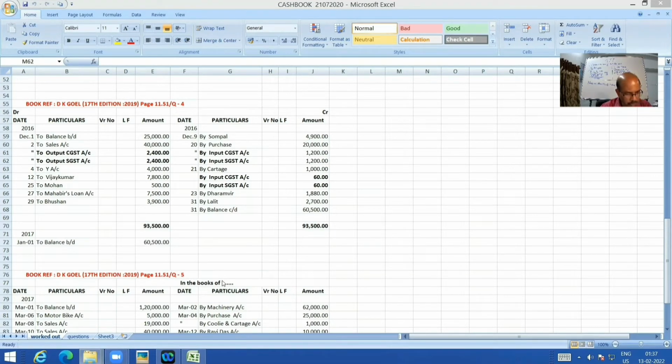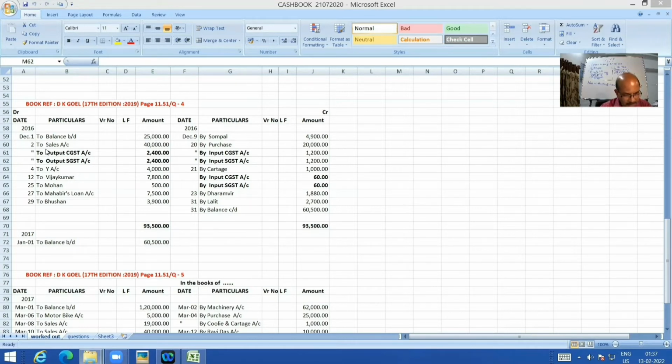Cash in hand 25,000. Brought down cash. To balance brought down 25,000. Cash sales within brackets CGST 6%, SGST 6%. Yes, GST bearing sales. That's why I made you master all these things using the blackboard and the whiteboard at the very beginning. Fine.